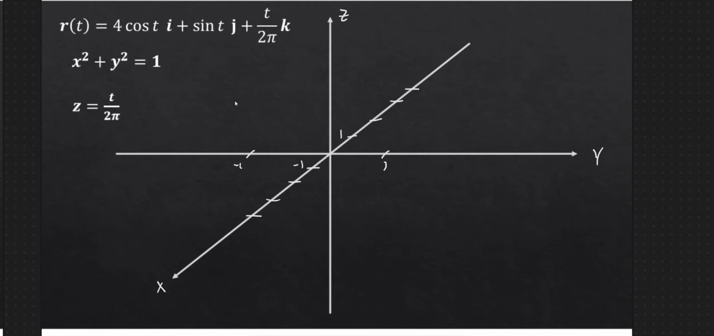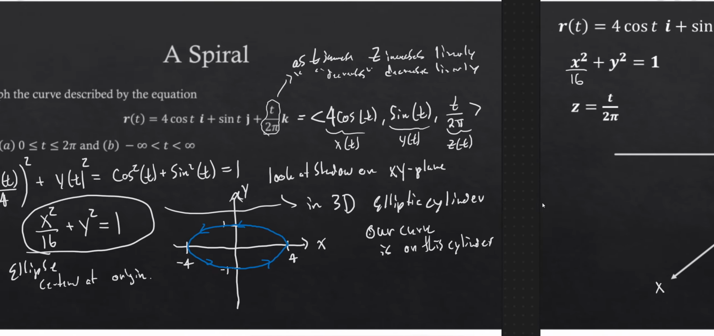And let's see, what do I want my t values to be? Oh yeah, it's not quite this. This is x squared over 16 equals 1. And what do I want my t values to be? I'm going to go back and reread the problem.